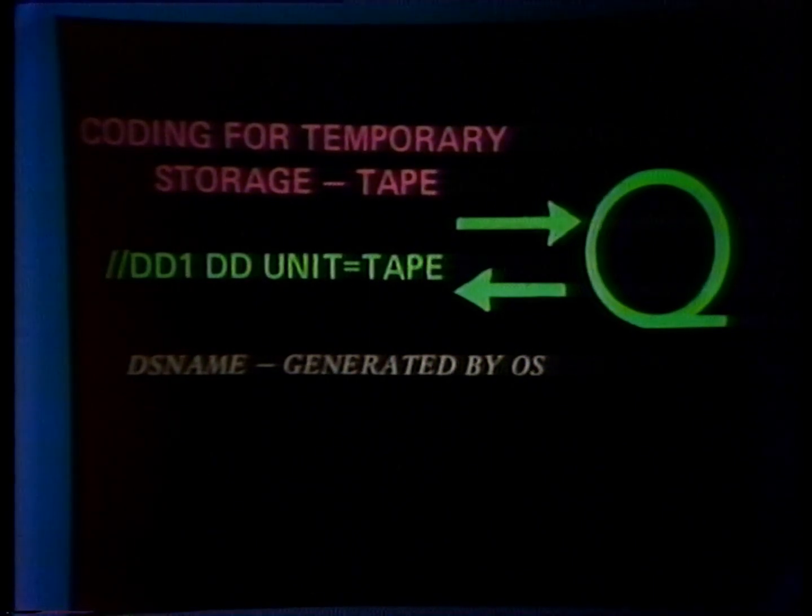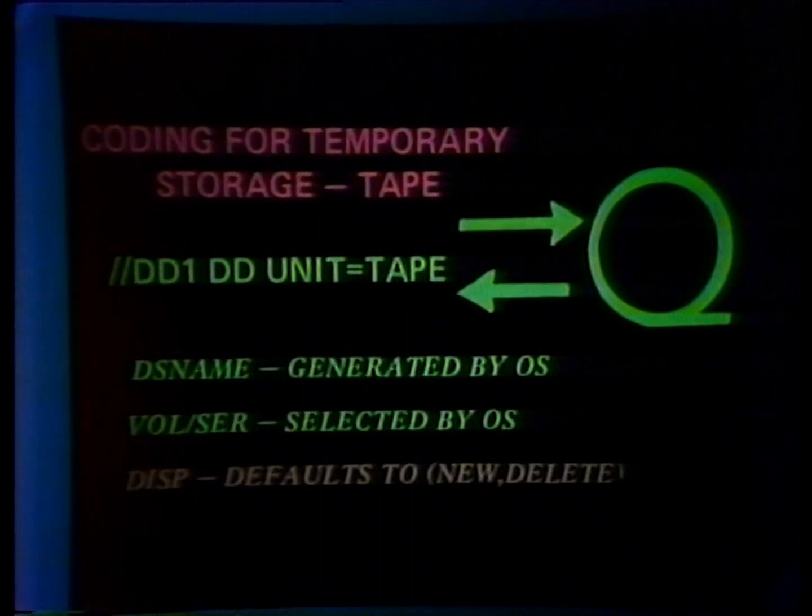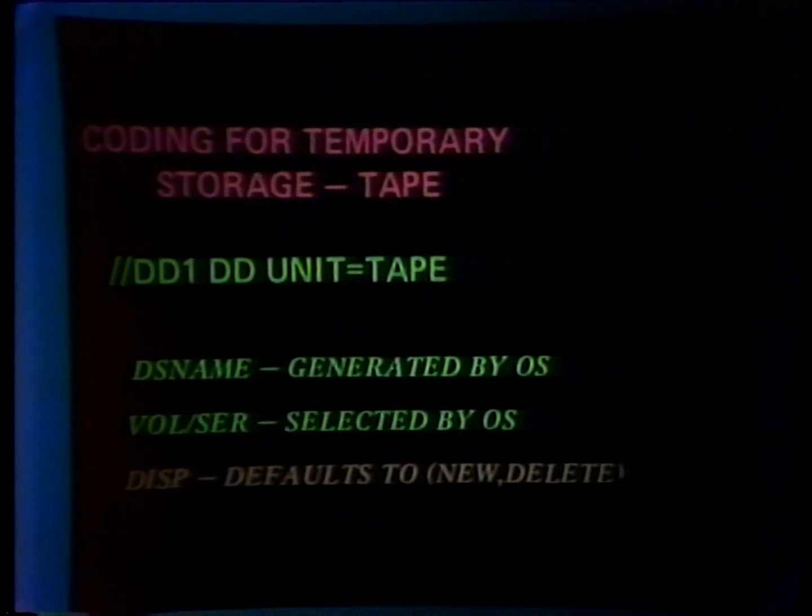How about volume serial number? The volume will be selected by OS. We don't really care where OS puts this temporary storage. Now, how about disposition? The default, when disposition is not coded, is NEW,DELETE, and that's exactly what's required here, because the data set is to be created, then retrieved, and then deleted, all within one program or job step.